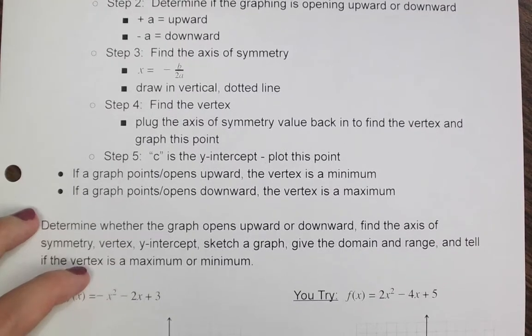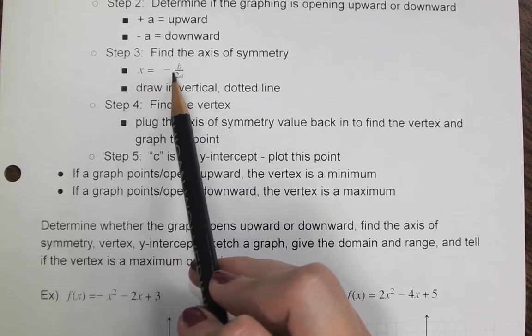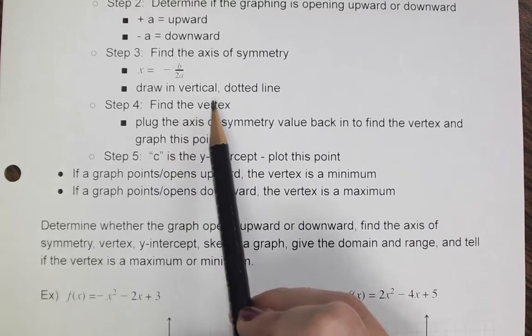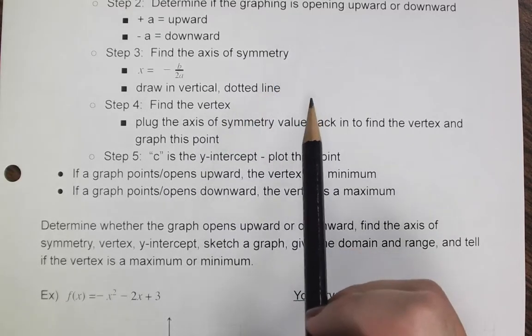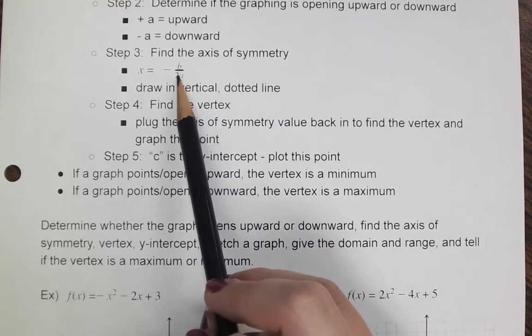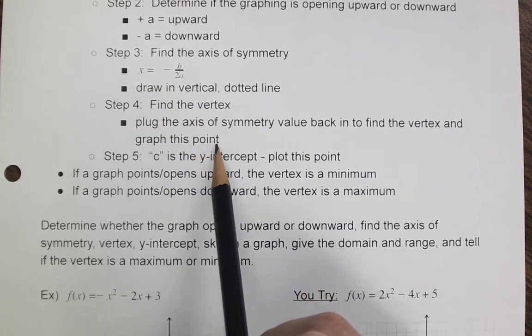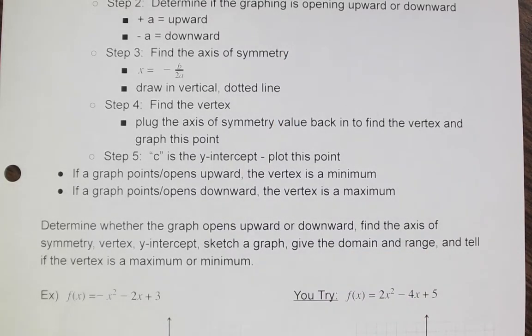We are going to find the axis of symmetry. So the axis of symmetry comes from this little formula, x equals negative b over 2a, and that's going to be a vertical line. We're going to draw it in as a vertical dotted line. If you think about what symmetry means, it's cutting it right down the middle. And then once you have that, you're going to use that to find the vertex. So the answer that we get for the axis of symmetry is the x-coordinate of your vertex. So we plug that back into the original function, and that's going to give you the vertex point. And then step 5 is just take whatever c is, the c value, and that's your y-intercept.